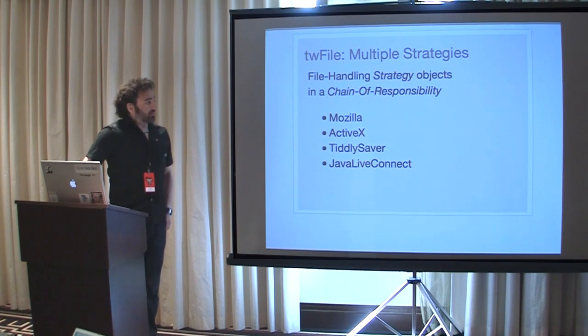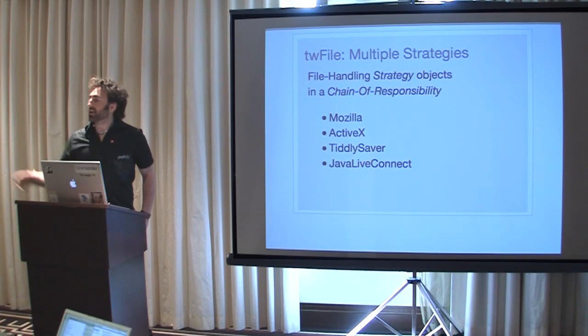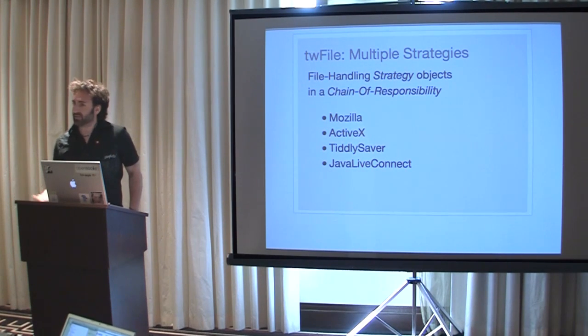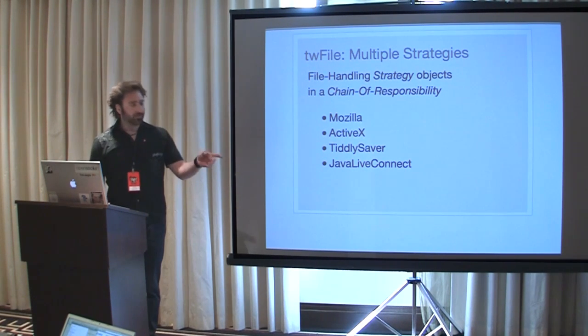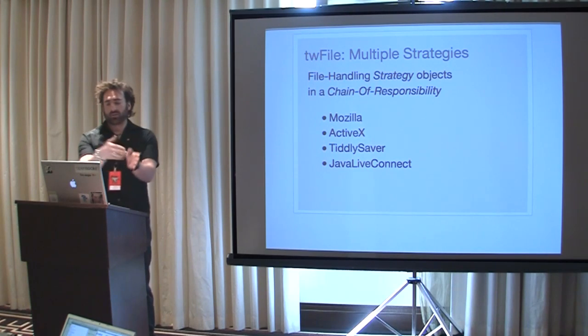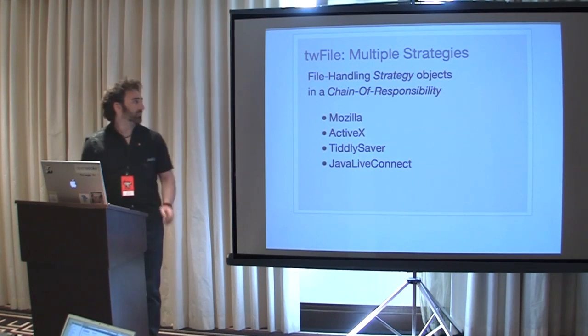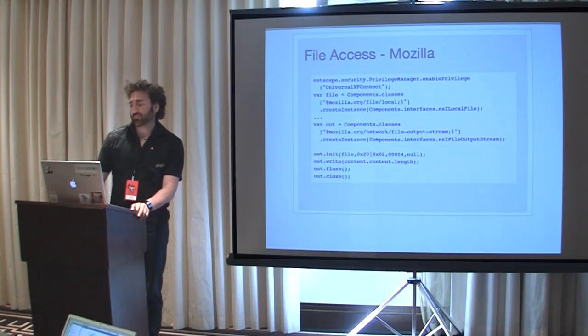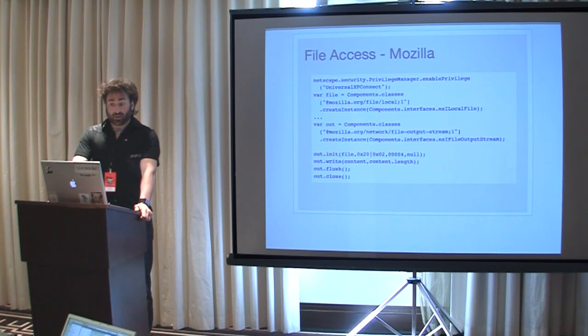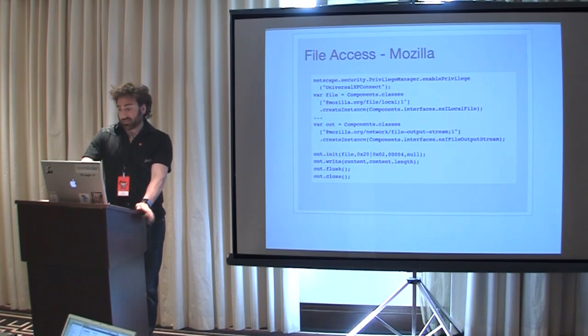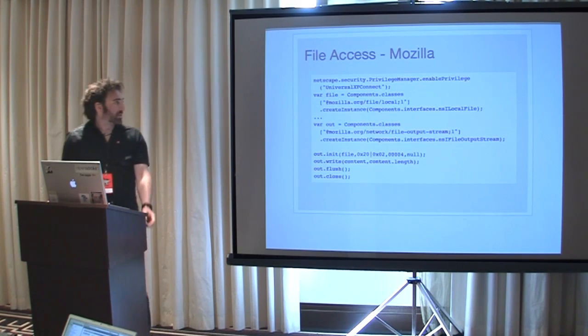It's got a bunch of strategy objects, different implementations depending on what the current environment is. So it will sort of say, can you do this? No. Okay, can you do this? No. And it'll go through until it finds something that will actually be able to deal with it. The first one that was created, and the one that most people use today because it's the best supported, is on Firefox. So it's this Mozilla object.